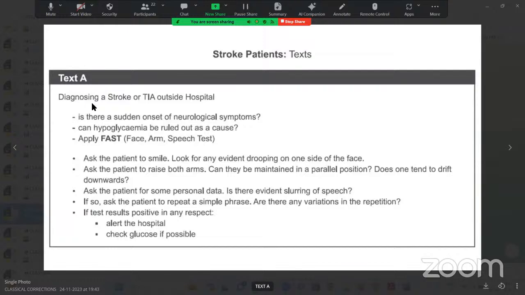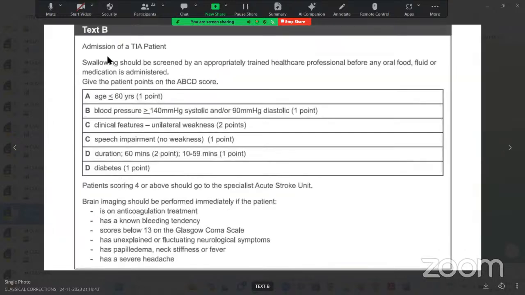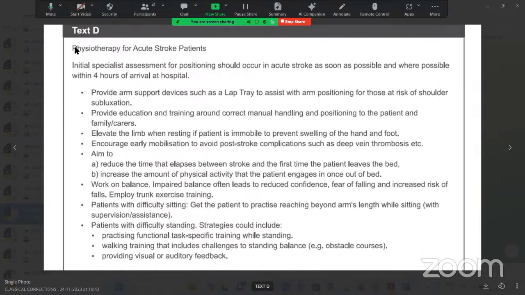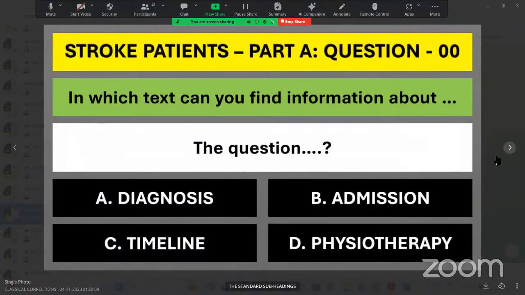Text A is about diagnosis. Text B is about admission. See here, the first word is admission. Text C is about timeline. Text D is about physiotherapy. Finished. Diagnosis, admission, timeline, physiotherapy. I hope you understand.